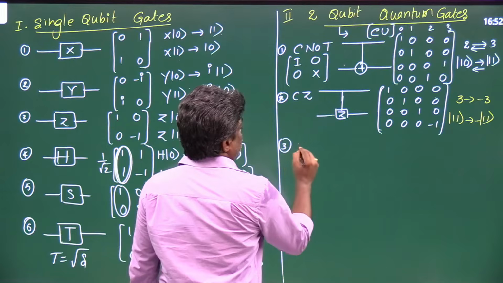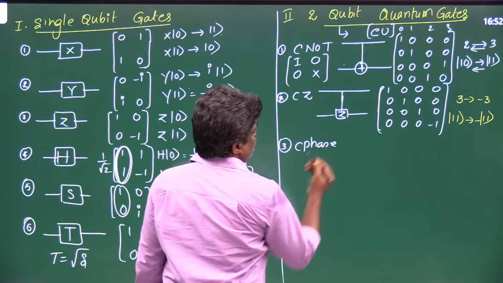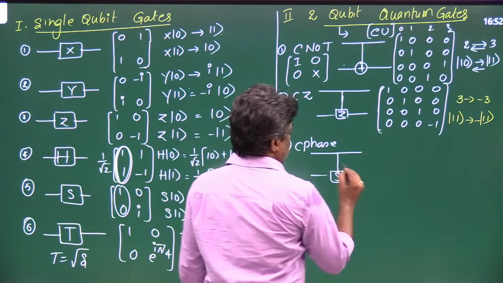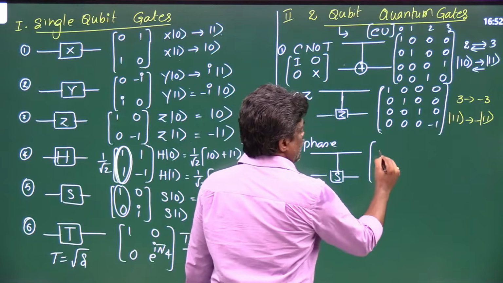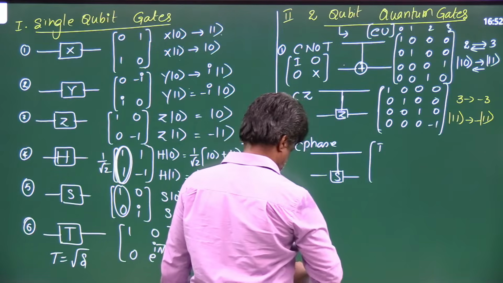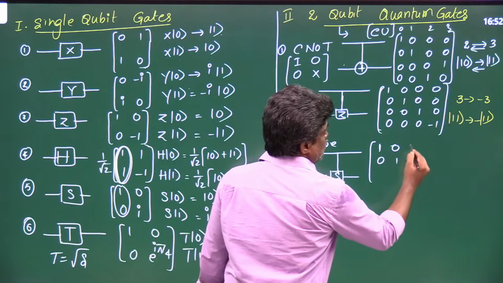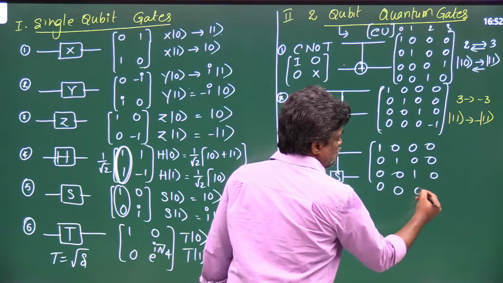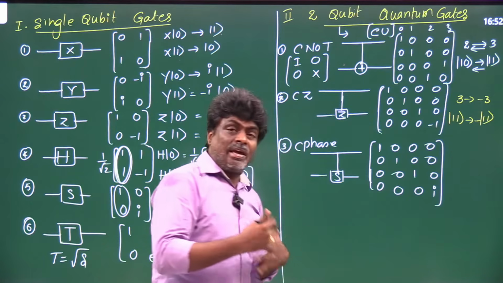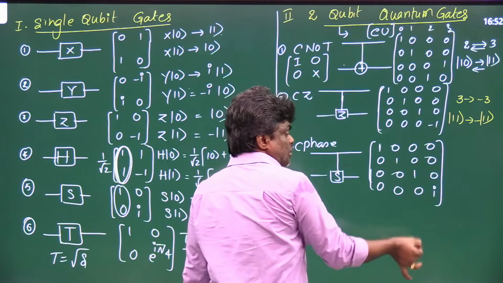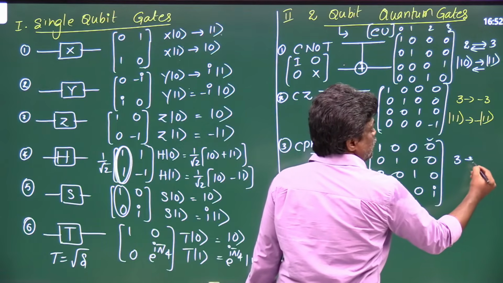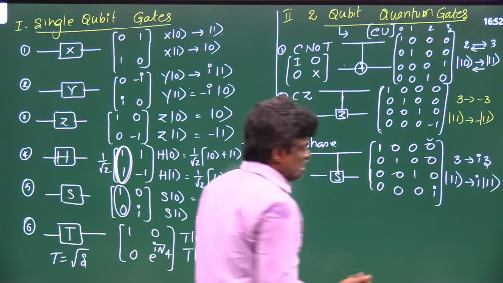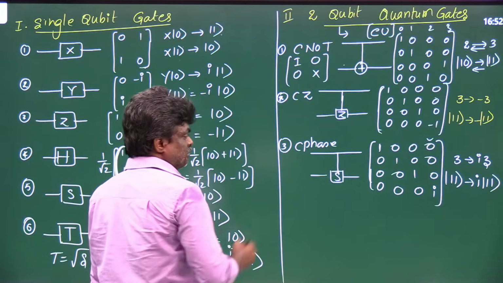Next, third one, C phase. So this is S, and this is I, I hope you know. So I means 1 0 0 1, then 0 0 0 0, and S is 1 0 0 i. Now compare with the identity matrix. No change, no change, no change. Here is the change. That means 3 becomes i times 3. Come on, just find a technique and proceed.